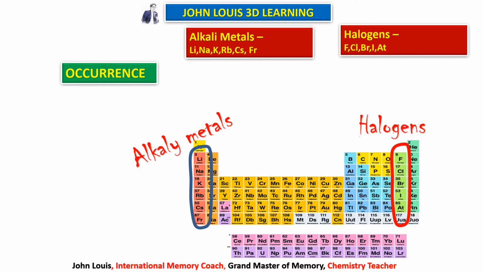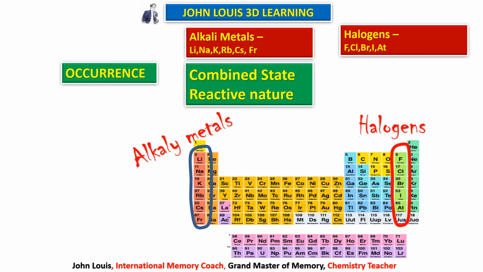Okay, occurrence, how do they occur? See, alkali metals occur in combined state. Why? Because they are highly reactive in nature. Because they have only one electron in the outermost orbit, they have the tendency to lose that one electron to become stable. So therefore they are highly reactive. That is why they always occur in combined state. If they ask you why alkali metals occur in combined state, then you should be able to give an answer like this.